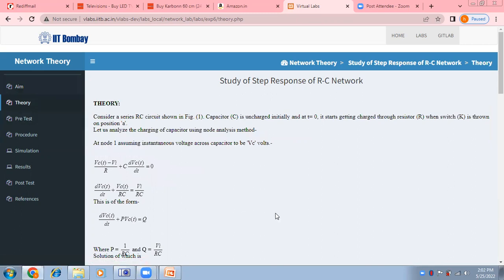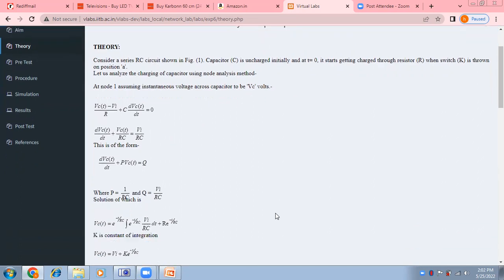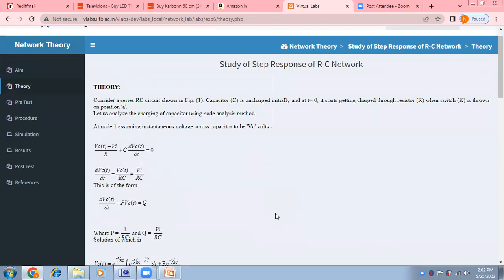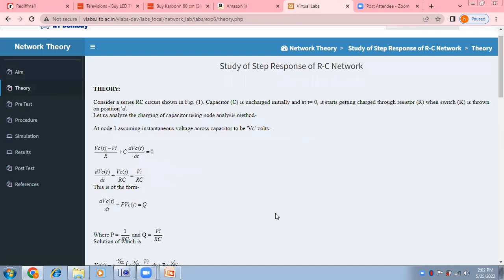Here we will consider one RC circuit, shown in the figure. That figure contains a capacitor C, which is uncharged initially at time t equal to 0, and it starts to charge through resistor R when the switch is closed. So let us analyze the charging of the capacitor using the node analysis method.